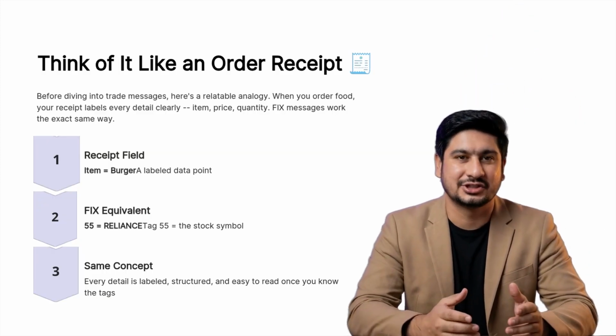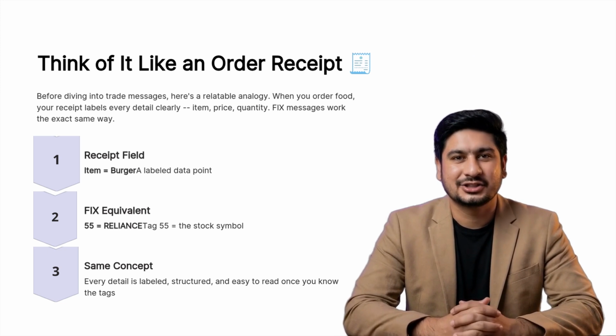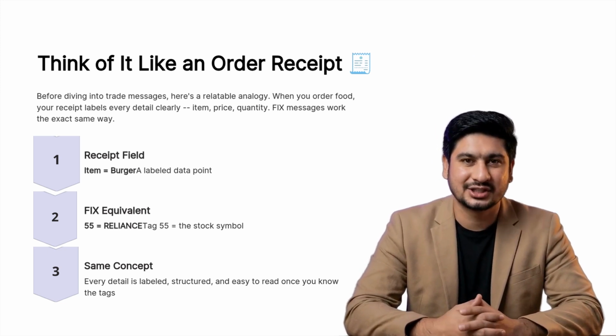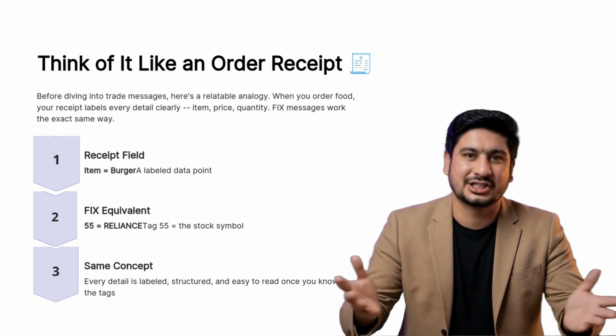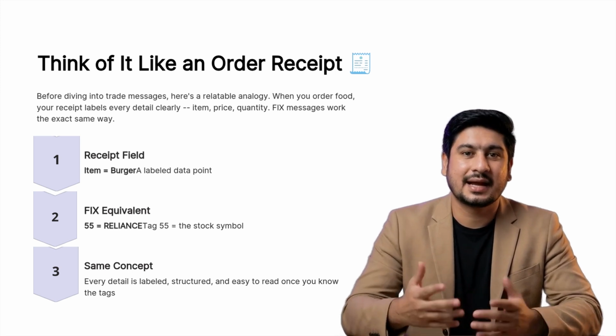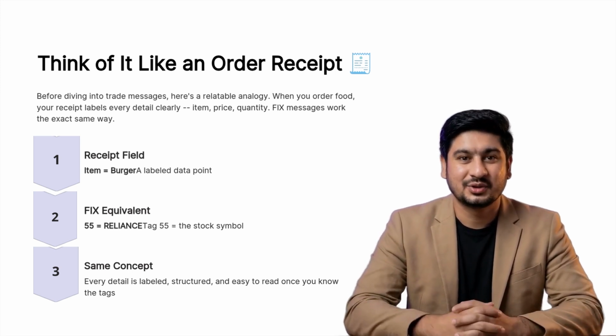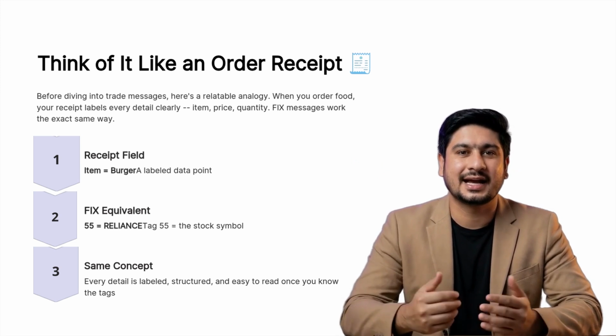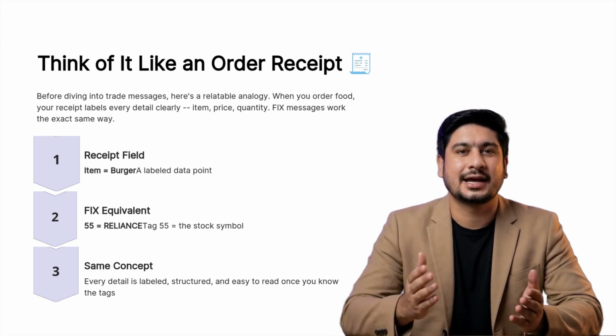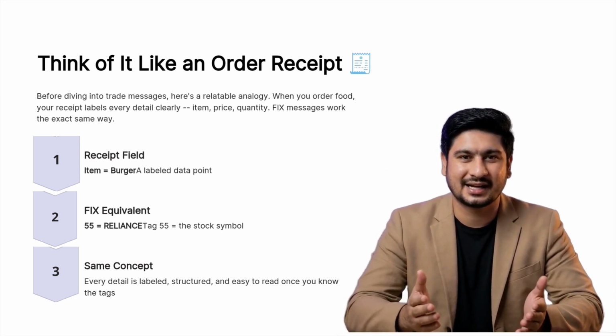Think of FIX messages like an order receipt. Just as a receipt labels items, prices, and quantities, FIX messages label each detail clearly. For example, tag 55 represents the stock symbol, similar to how a receipt lists an item like a burger. Each detail is structured and easy to read with the right tags.